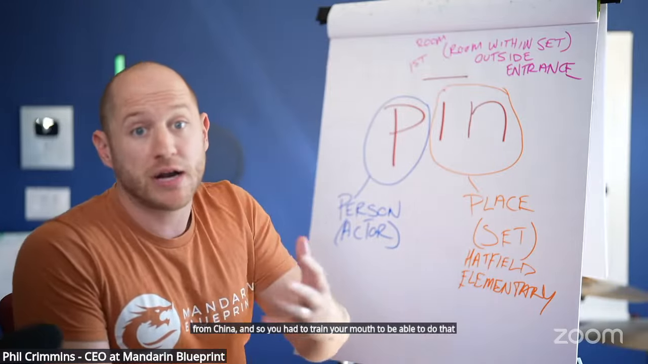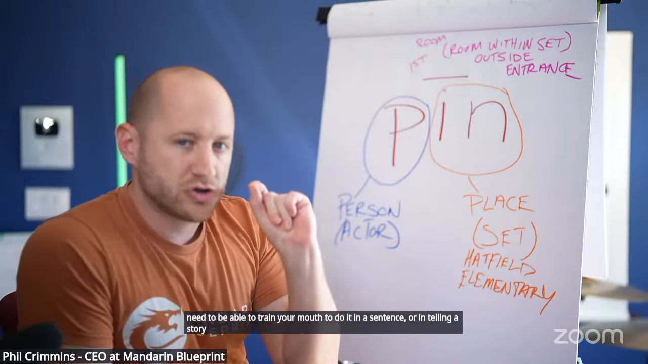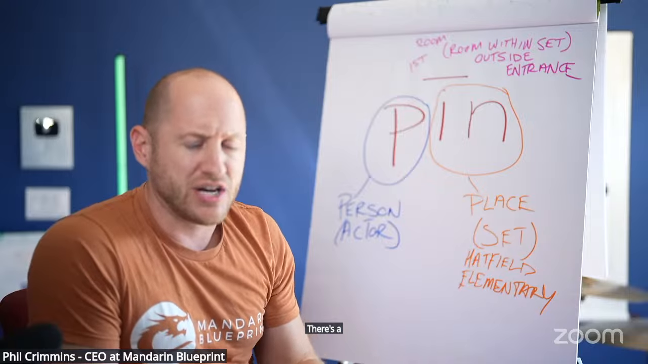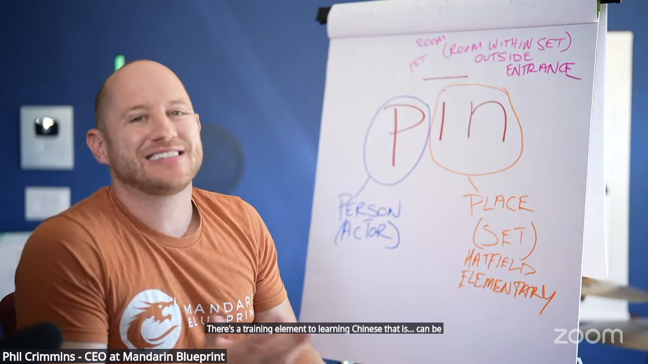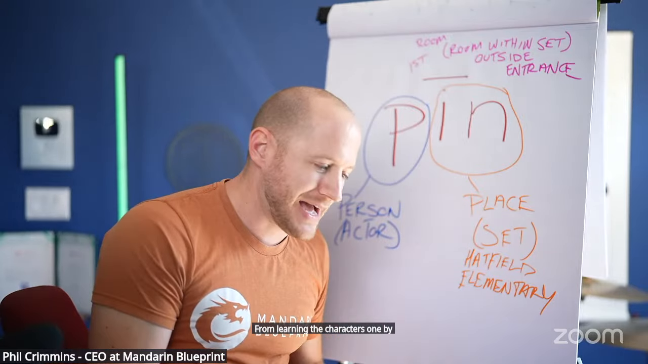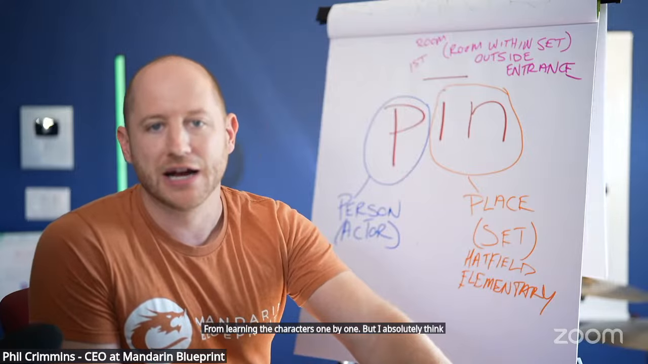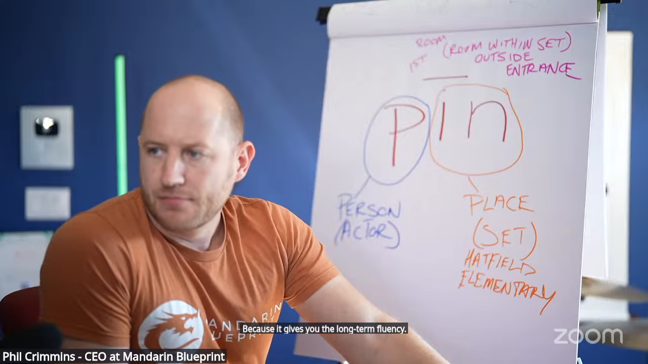And you need to be able to train your mouth to do it in a sentence or in telling a story. And so there's a training element to learning Chinese that can be considered a little bit separate from learning the characters one by one. But I absolutely think you should learn the characters one by one because it gives you the long-term fluency. Hope that makes sense.